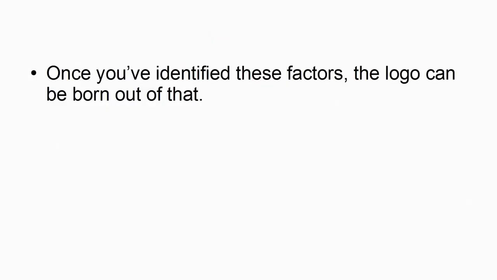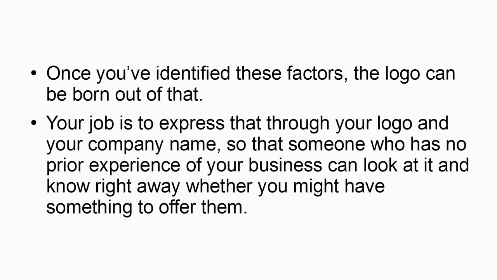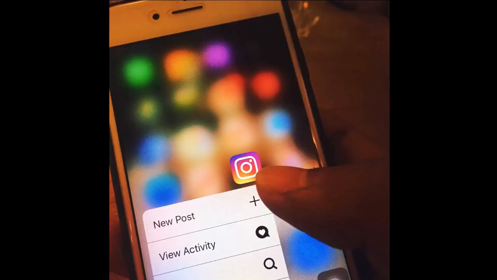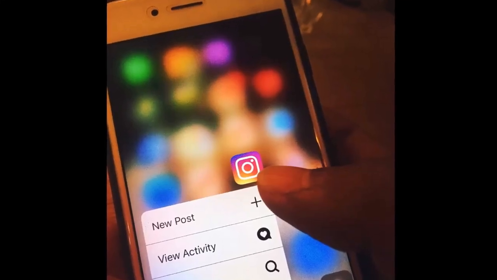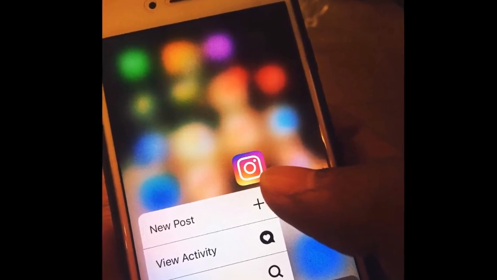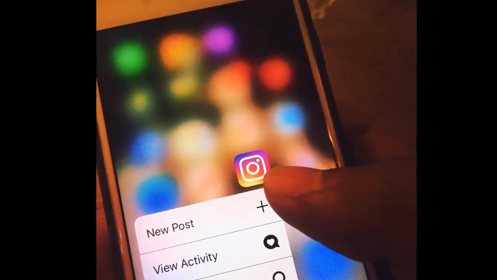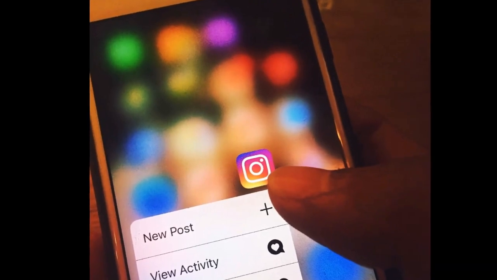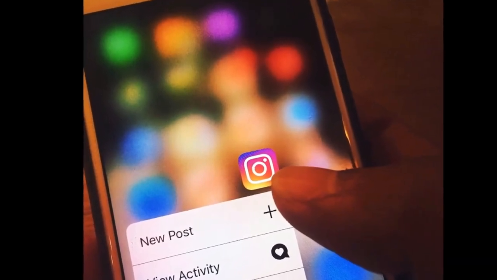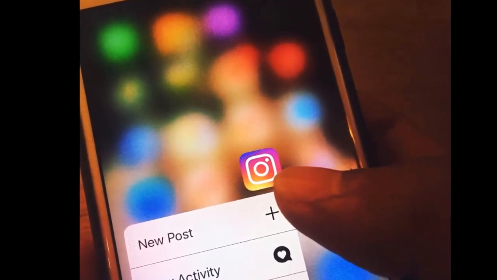So once you've identified these factors, the logo can be born out of that. Your job is to express that through your logo and your company name, so that someone who has no prior experience of your business can look at it and know right away whether you might have something to offer them. Likewise, make sure that all the images you post and all the text you write is in service of that same mission statement and focus, such that all your content and marketing material is pushing the same values and speaking to the same core audience.